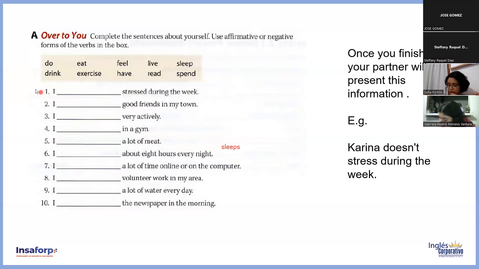Okay, perfect. And she lives very actively. She lives, right? Lives very actively. Yes. Very actively. Okay, very good, Stephanie. Thank you. Okay, let's listen to the next group, Laura and Maybe. Please go ahead, ladies. Five sentences, please.